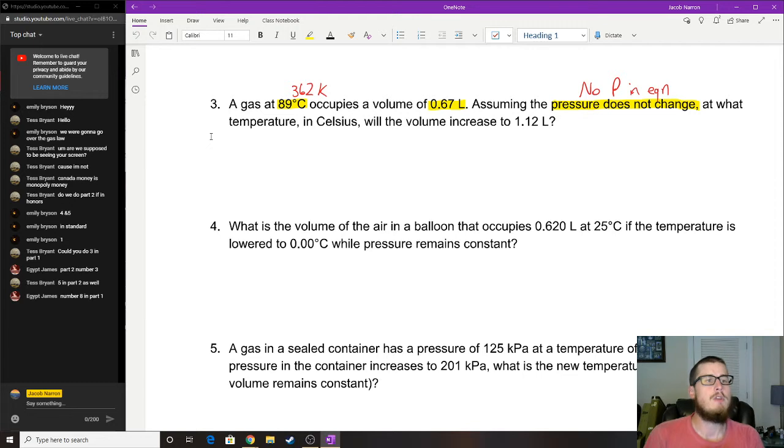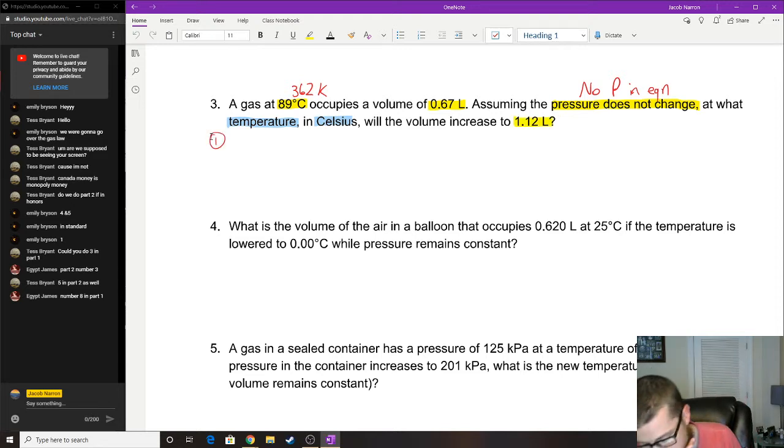So no pressures in the equation. At what temperature? So hey, that's our target. Temperature is what we're looking for. In Celsius, that's kind of annoying. We'll have to do a conversion at the end. Will the volume increase to 1.12 liters? All right, let's write all this out.